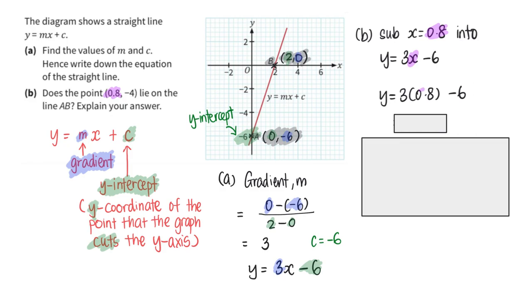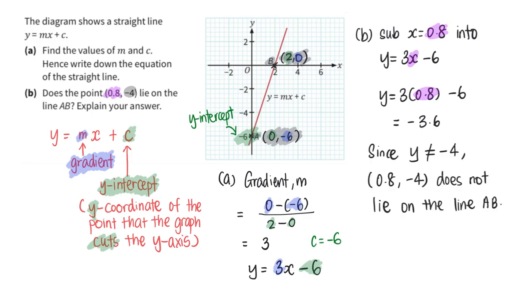So now that I have this, I just need to use my calculator. 3 times 0.8 minus 6, that will give me -3.6. Then at this point, we compare back to the point, and we realize that the point is -4. But we found out that for x equals 0.8, the y is not -4, rather it is -3.6. From this, we can then safely conclude that since y is not equal to -4, this point does not lie on the line AB.